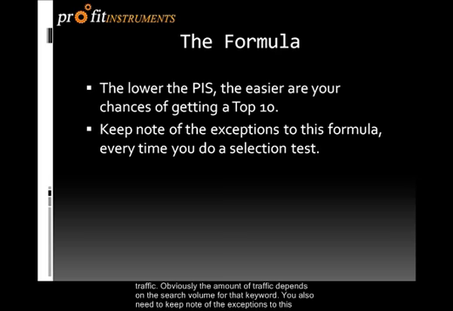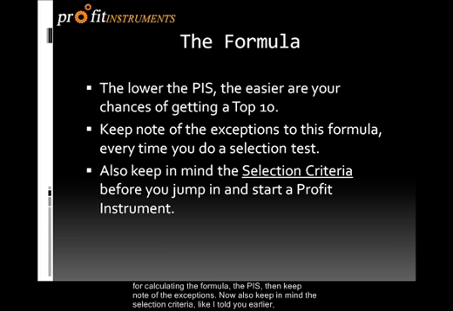Okay, you also need to keep note of the exceptions to this formula. I've already told you the exceptions to this formula. So every time you do a selection test, the test for calculating the formula, the PIS, keep note of the exceptions. Now also keep in mind the selection criteria, like I told you earlier, before you jump in and start a profit instrument with that product name keyword. Okay, so the formula is not the only thing that's important.